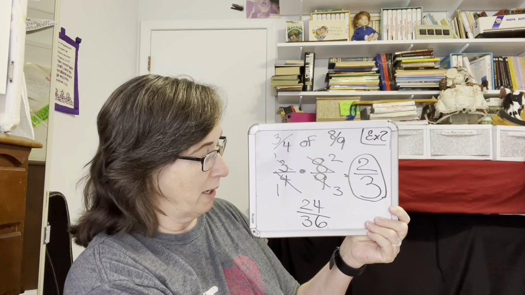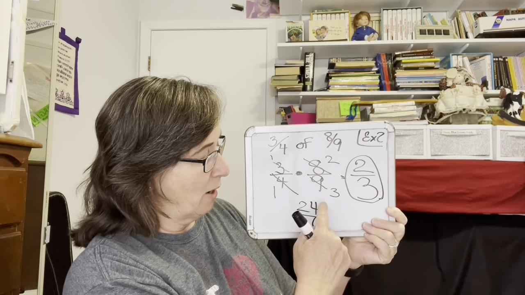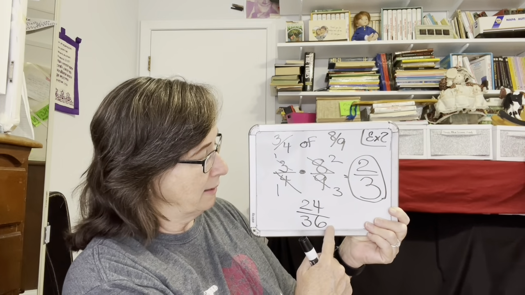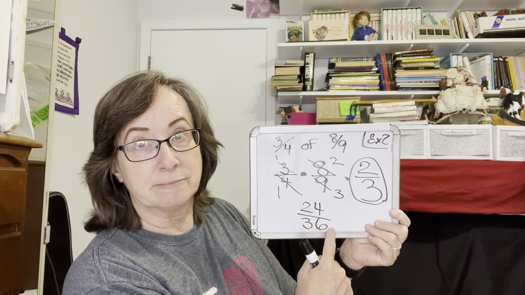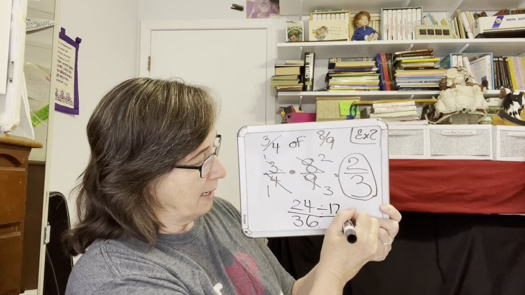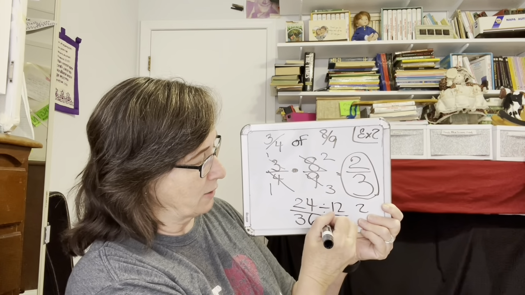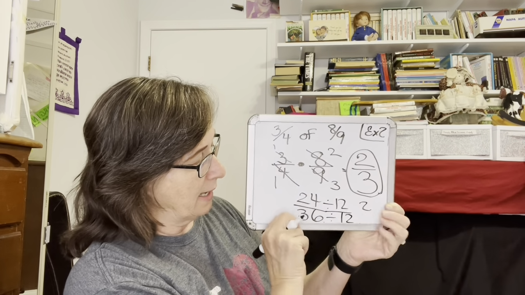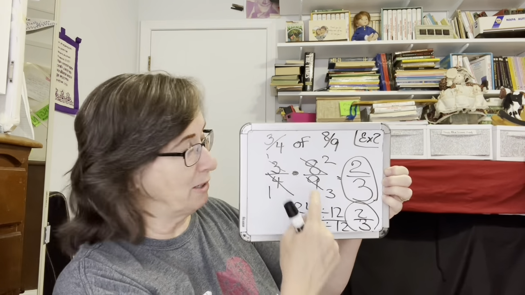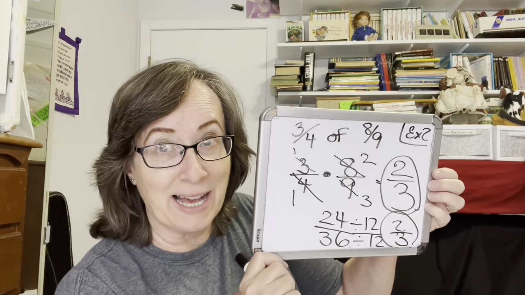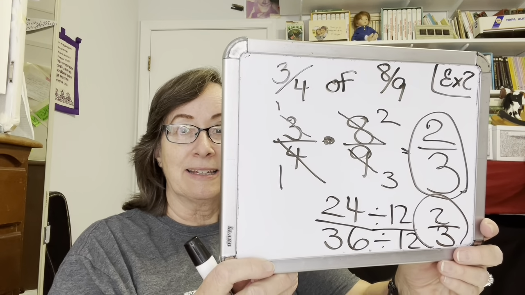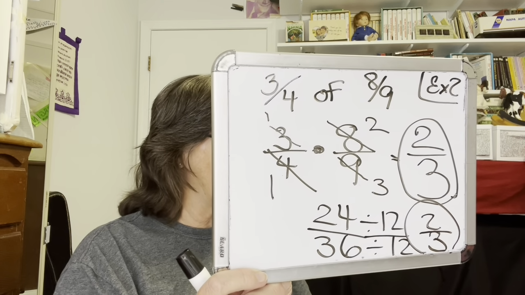Now, if I wanted to, couldn't I divide both 24 and 36 by 12? Okay, so 24 divided by 12 is 2, and 36 divided by 12 is 3. I'm going to do it this way. That way's faster and easier, isn't it? Okay, so that is canceling, and we're going to be practicing that quite a lot.